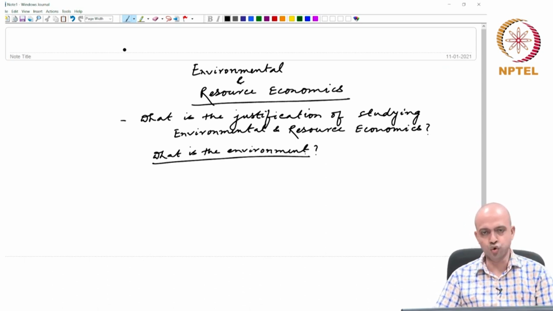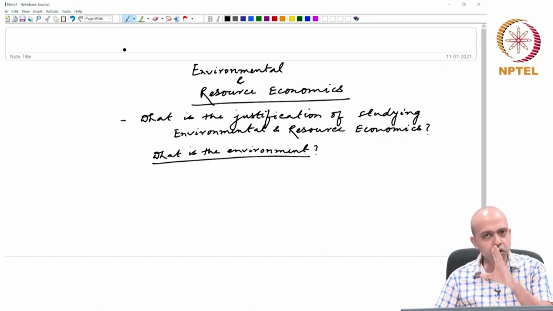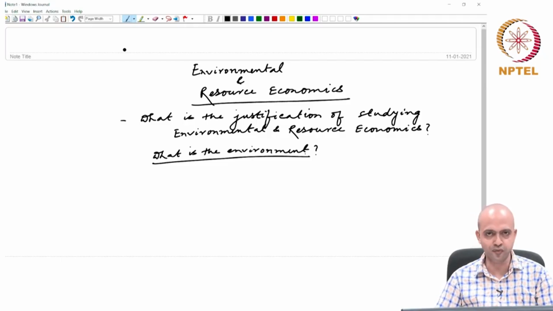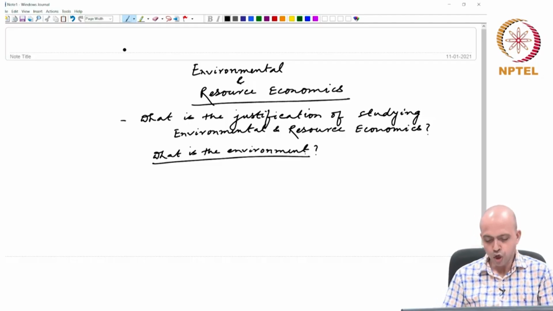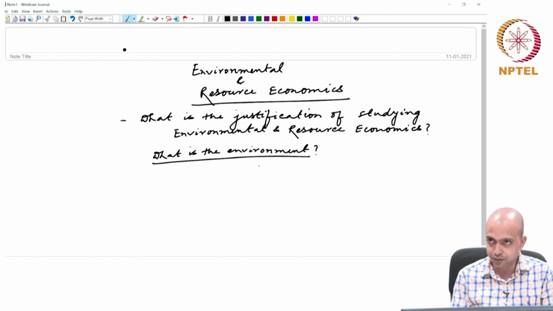But in this course, we will be dealing with a particular definition and particular concept of environment, which probably you have not thought about so far, and the entire discussion of environmental economics is based on this particular concept. Please try to understand and concentrate on the concept of environment. So, let us assume that this is our earth.